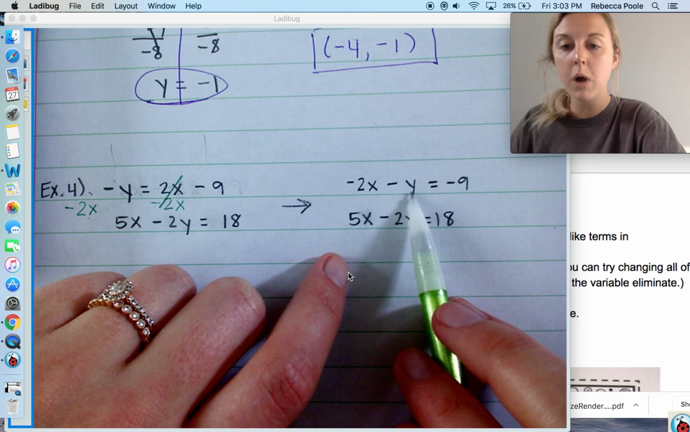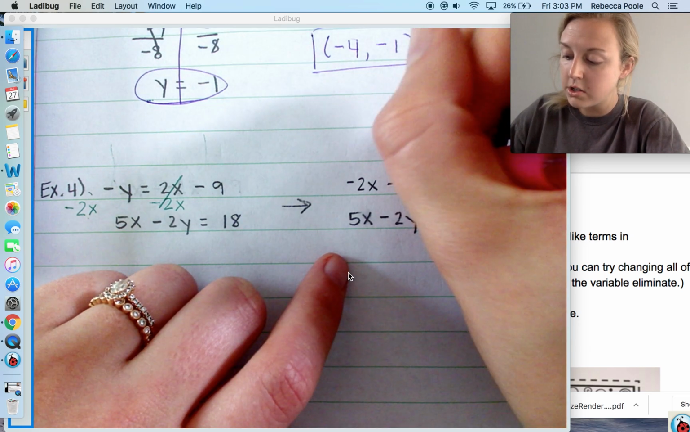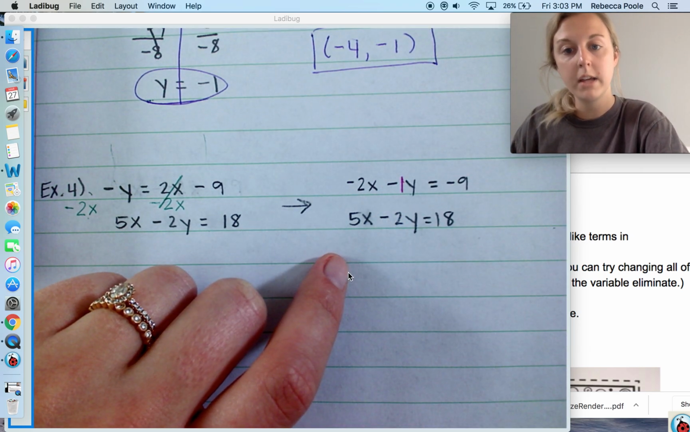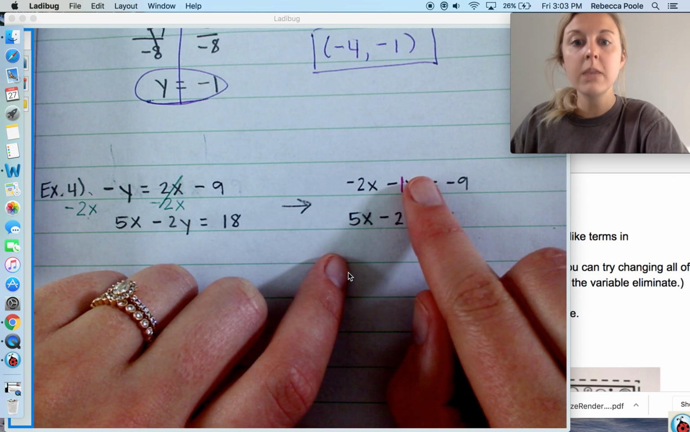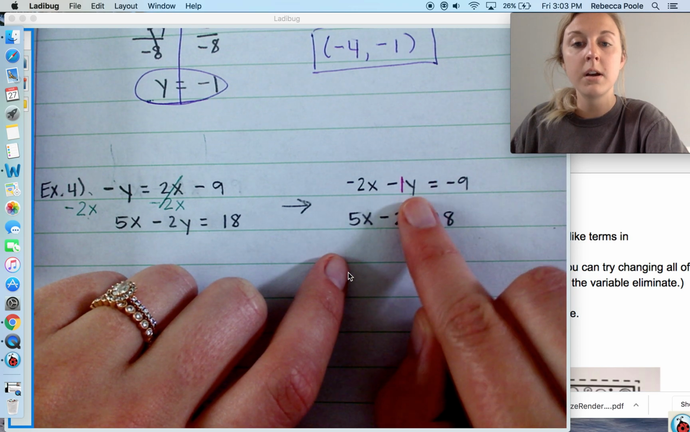But let's look at our y's. So in front of this y, there's an understood 1, and this y has a 2. Is there any way I can make this 1 become a 2?